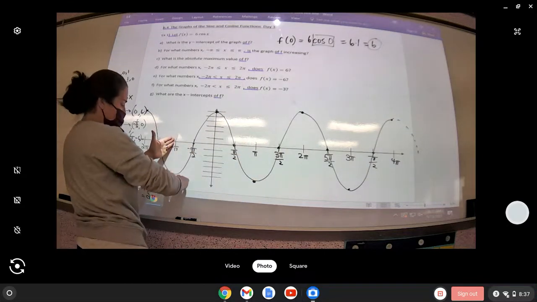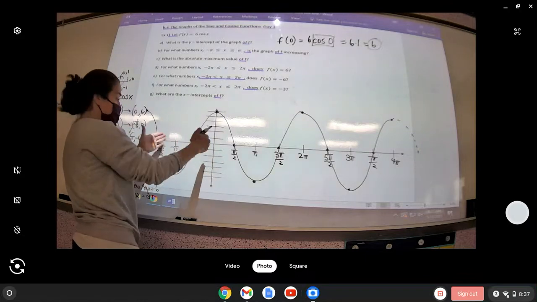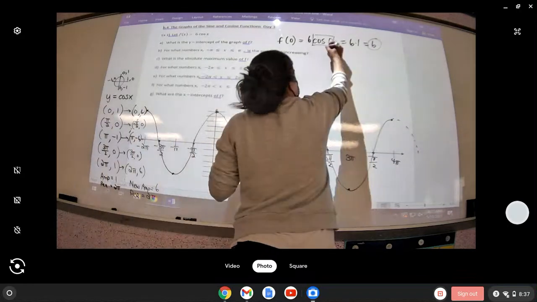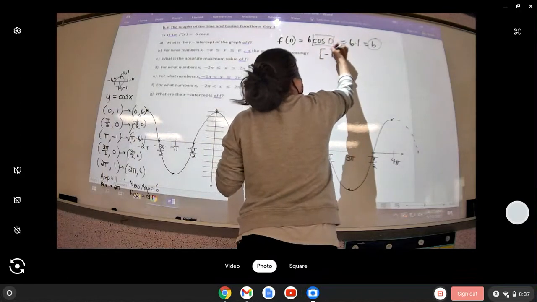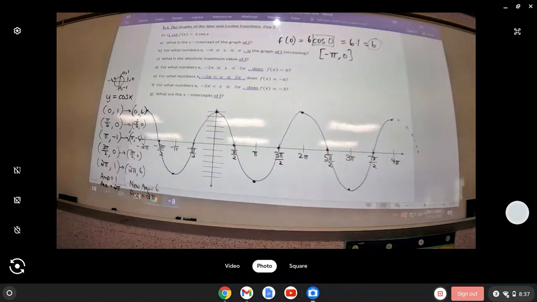Guys, it's increasing from negative pi all the way to an x value of who? 0. So from negative pi to 0, this is an increasing function. So all you have to say is on the interval from negative pi to 0, it is an increasing function. You just give the interval of x values. And there's no algebra involved in that. You have to be looking at a graph to see where it's increasing and decreasing.